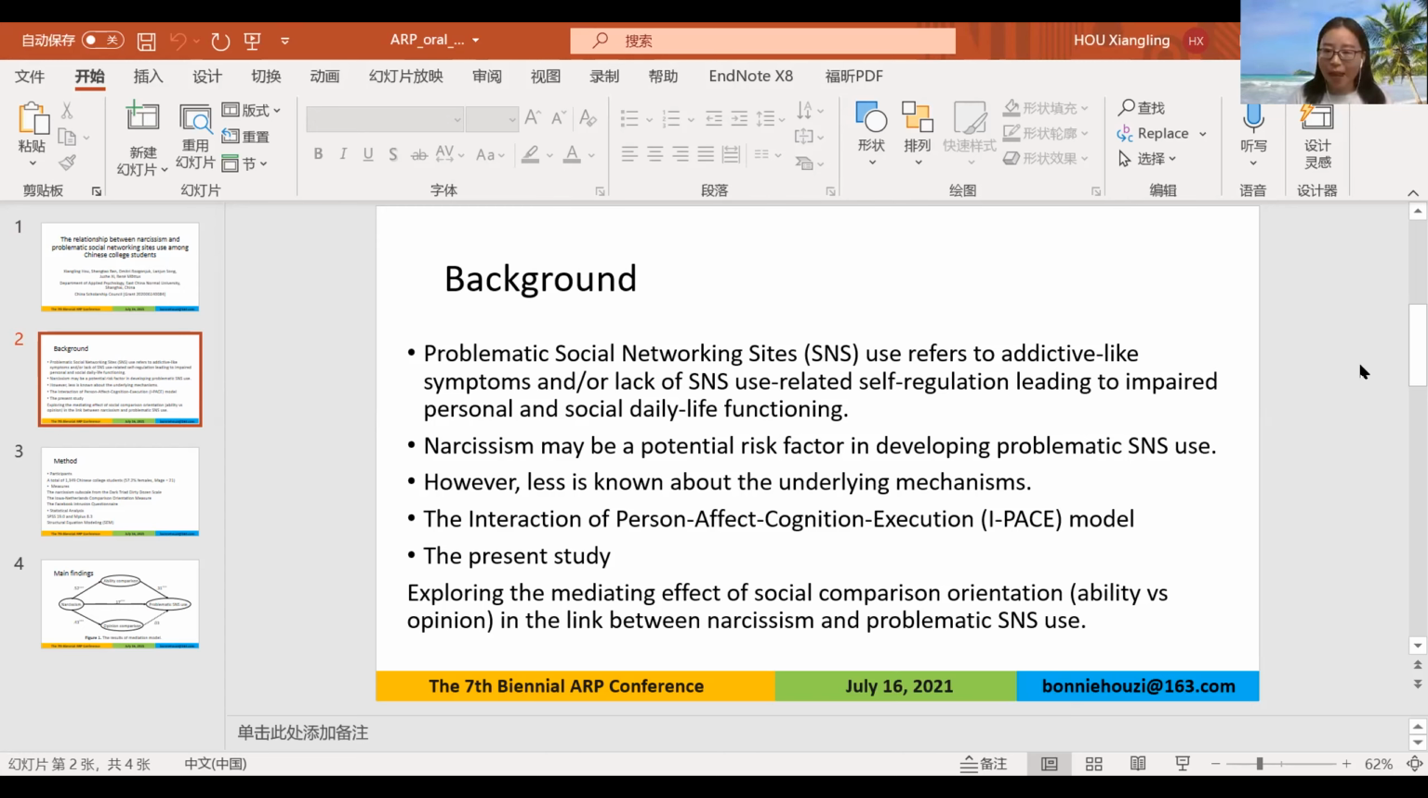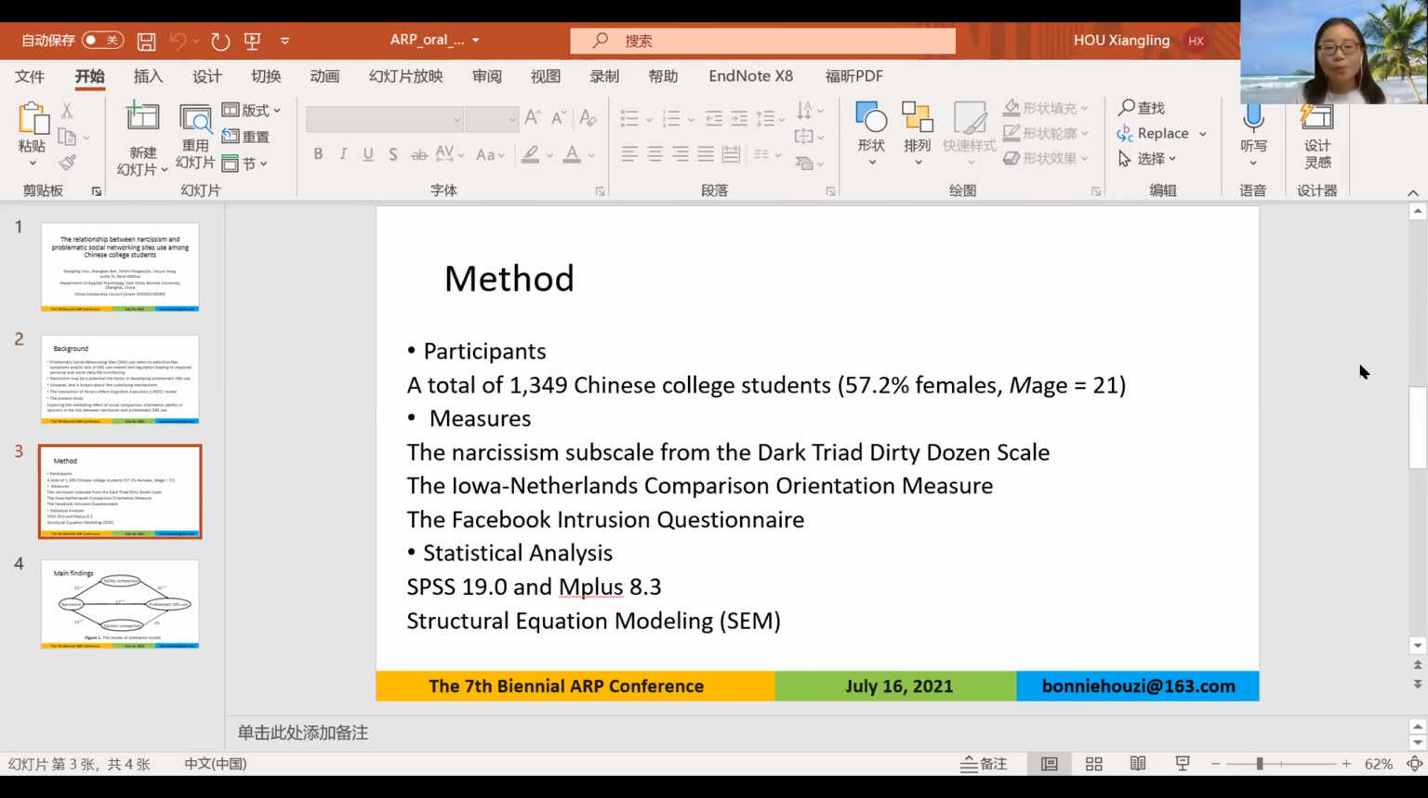Thus, the present study aims to explore the relationship between narcissism and problematic social networking sites use, and whether this link is mediated by social comparison orientation. Participants were 1,349 Chinese college students who completed the measures assessing narcissism, social comparison orientation, and problematic social networking sites use. The data were analyzed by SPSS and Mplus. We used structural equation modeling to test the mediation model.